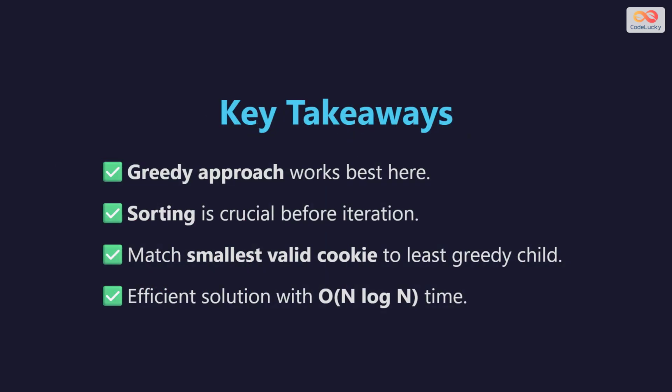To summarize, the assign cookies problem is best solved using a greedy approach. Sorting the inputs is the critical first step. By always matching the smallest valid cookie to the least greedy child, we ensure the maximum number of children are happy with an efficient algorithm.